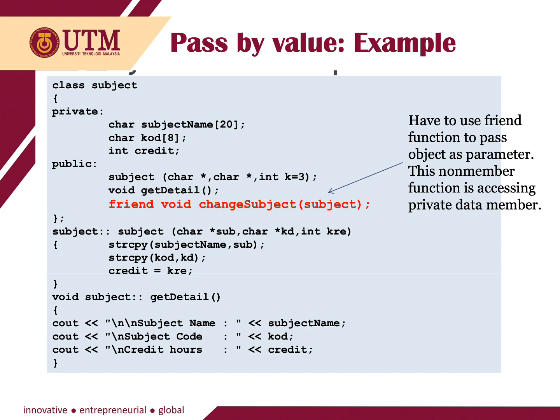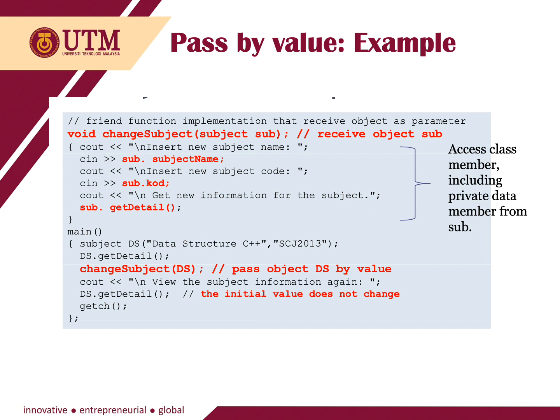So this is our class subject. Okay, this is our private, public. So here we can see that we have to use the friend function here to pass the object as parameter, because this non-member function is trying to access our private data member. So this is the function of the change subject just now, right? So this one is to receive object. So we can see here that it accesses the class member, including the private data member from the sub.